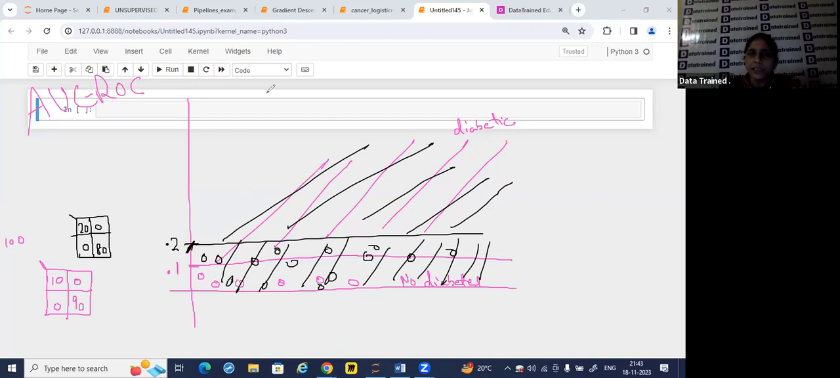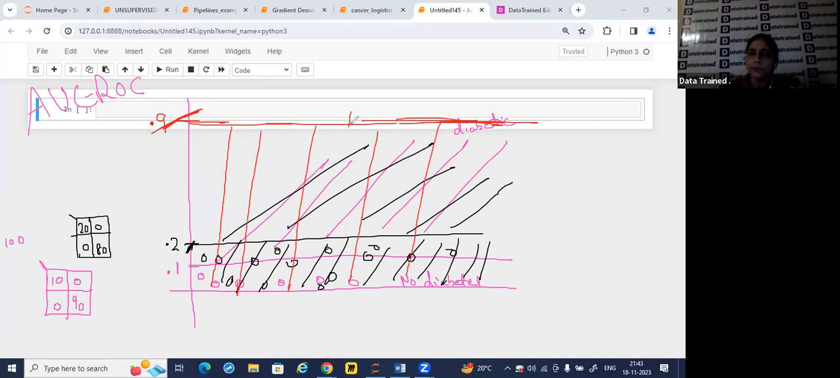If I change this record a little bit more, suppose I'm changing it here. If I take this record, suppose 0.9 is the threshold value. So it means all the people below the 0.9 value, they are non-diabetic people.